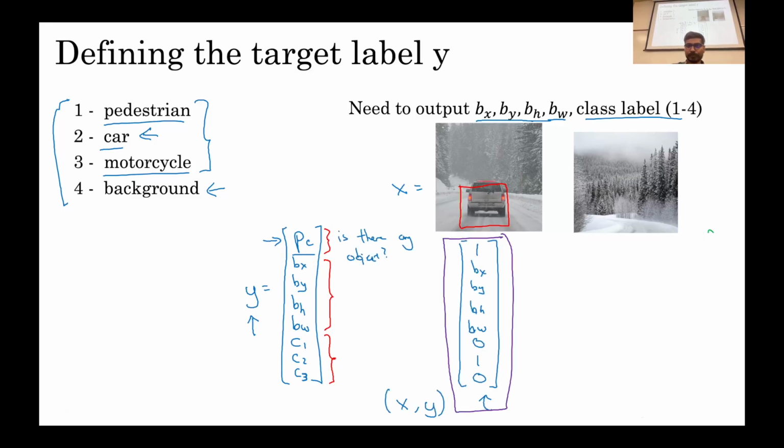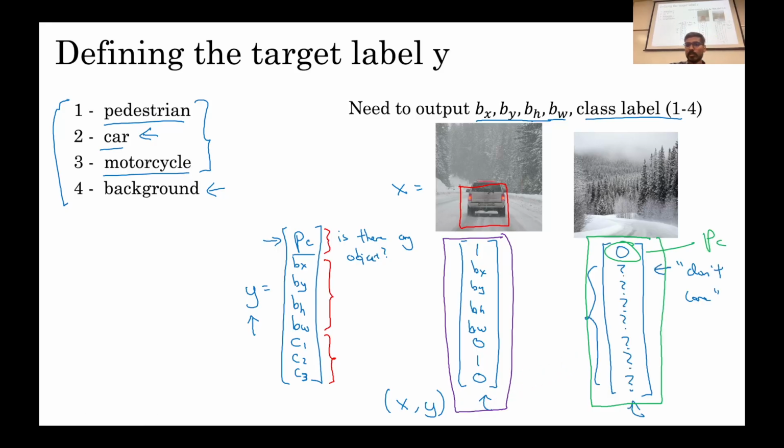We will see. For this particular image, we know that there is an object in the image, so we will put PC equal to 1. We will provide the corresponding BX, BY, BH, BW, and then because car is at position 1, we put 1 at position 1, and then 0, 1, 0 will be the numbers. In the second image, because it is background, we'll put PC equal to 0, and it doesn't matter what you put in the rest of the places, because you are not going to use it in the loss function anyway. So does this convention make sense?